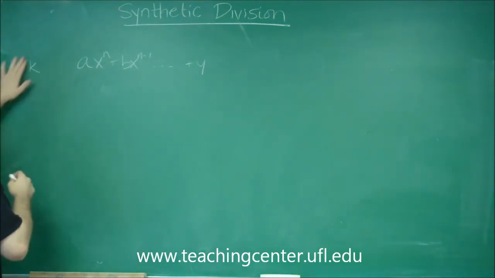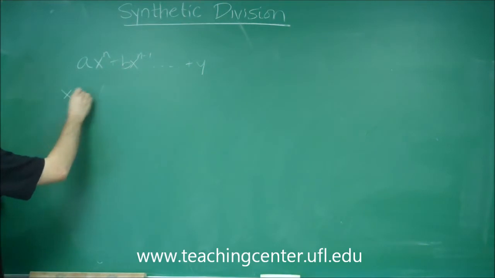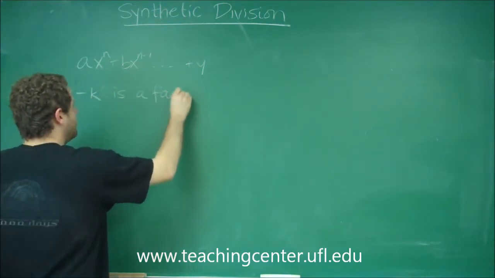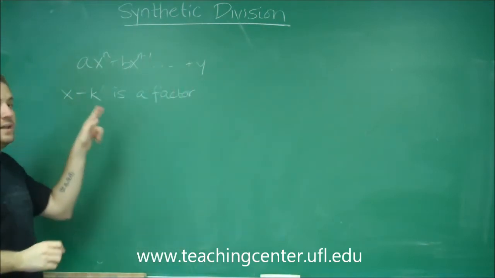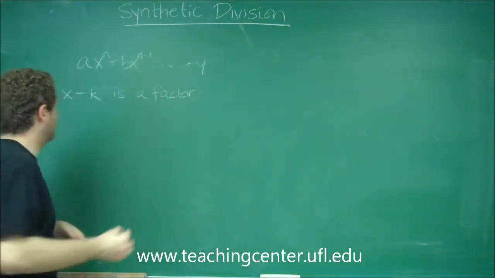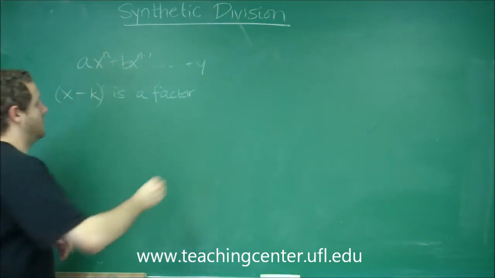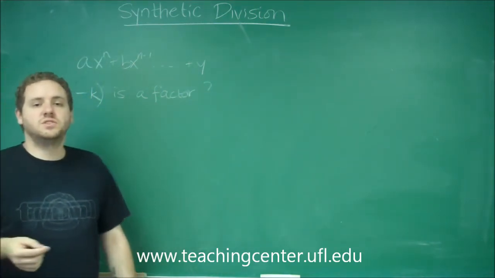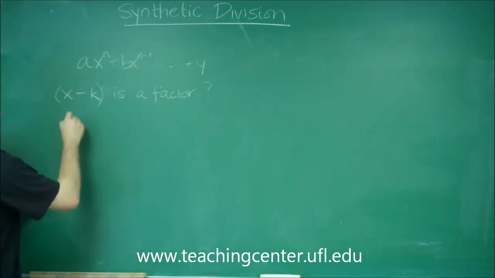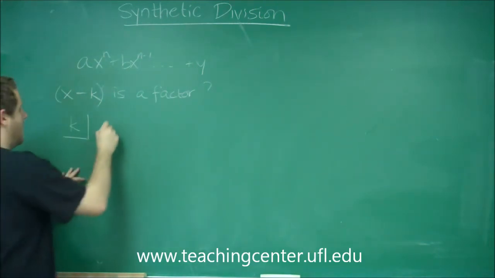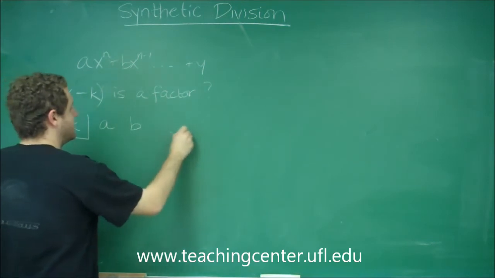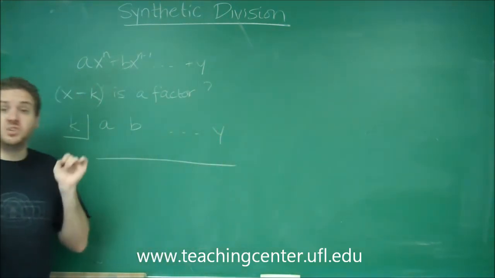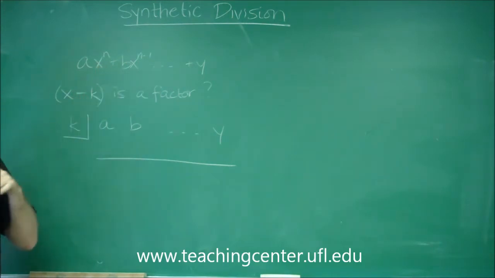Or actually, let me rephrase that, x minus k is a factor. In other words, k is a 0 of this polynomial, if this is the case. So we want to figure this out. In using synthetic division, what you do is you put k up in a little box here, and you list out all the coefficients of your polynomial, just the coefficients, and you put them in the correct order.